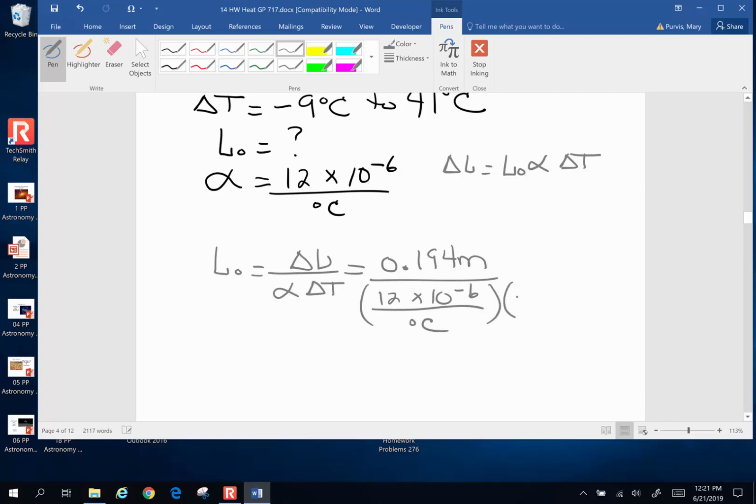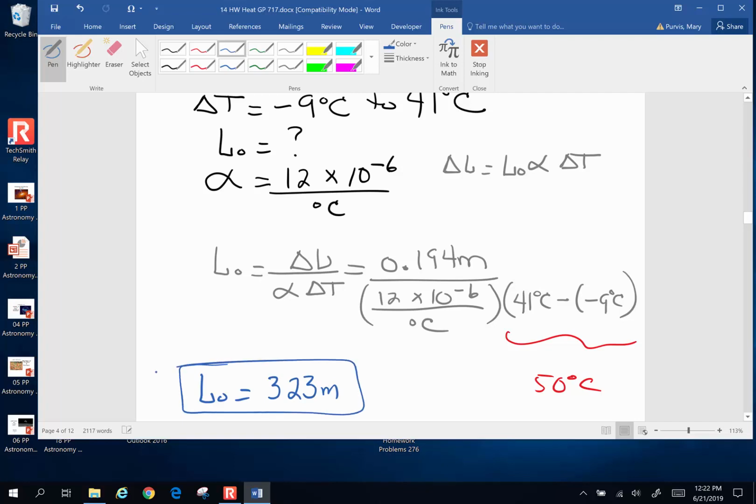And change in temperature is from 41 degrees Celsius minus a negative 9 degrees Celsius. So all of this is going to represent a 50 degree Celsius change in temp. And when we do the math on that, the original length comes out to be 0.194 divided by 12 times 10 to the negative 6th divided by 50. And I end up with 323 meters as the original length of the Eiffel Tower.